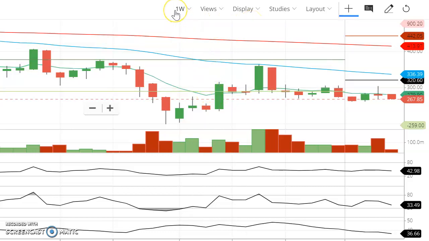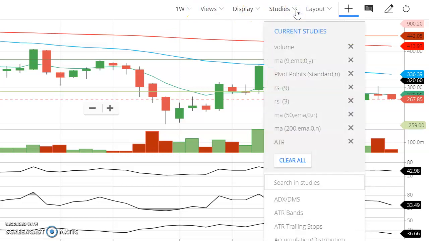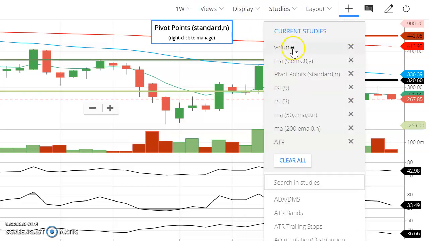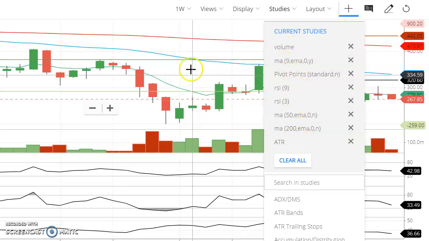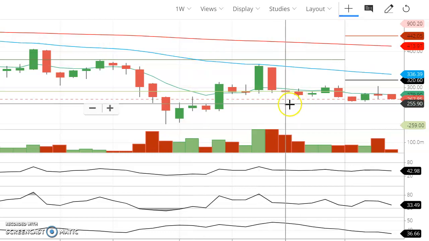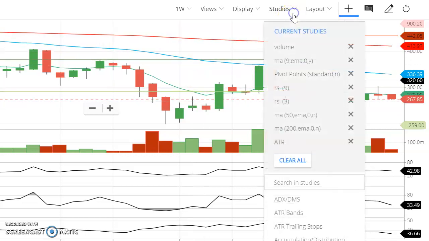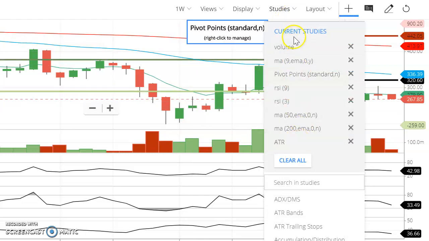So this is the weekly chart of ZEE Entertainment. Just click Studies. These are the indicators that I've used in this chart. This is the Zerodha trading chart. You just click Studies, and I have volume, three moving averages, 9, 50 and 200, all exponential moving averages, pivot points, two RSIs, RSI 9 and RSI 3, and ATR.